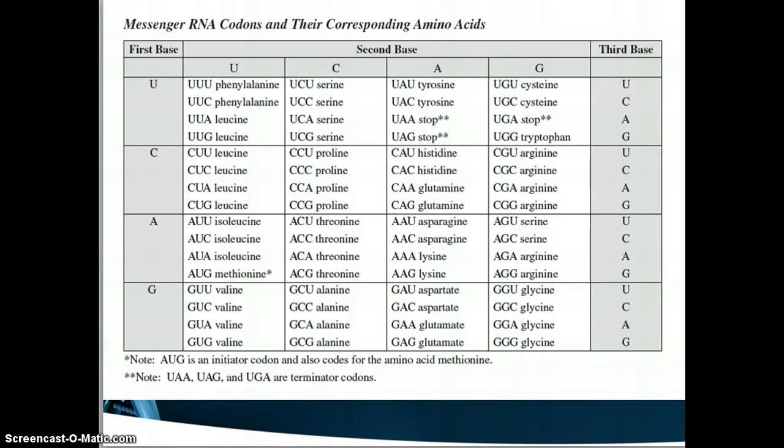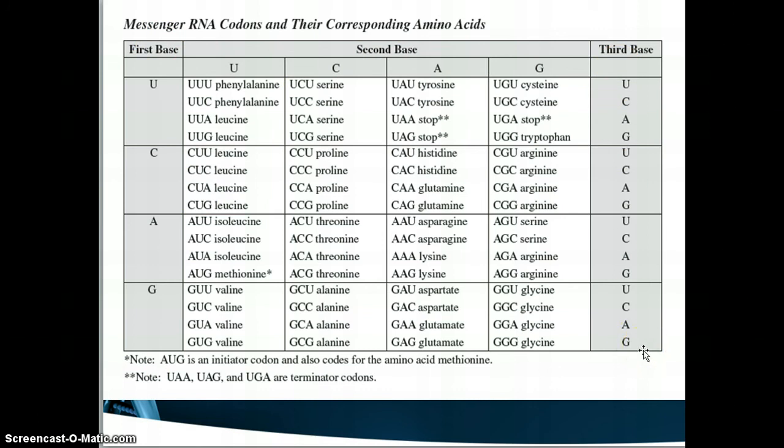The one for your textbook is a little bit different, but it works the same way. So I'm just going to move to my mouse here. What you have is when you're looking at your codons, the first base, either U, C, G, or A, is down the side. The second base that is in your codon, you look across the top, and then the third base you use this column on the side.